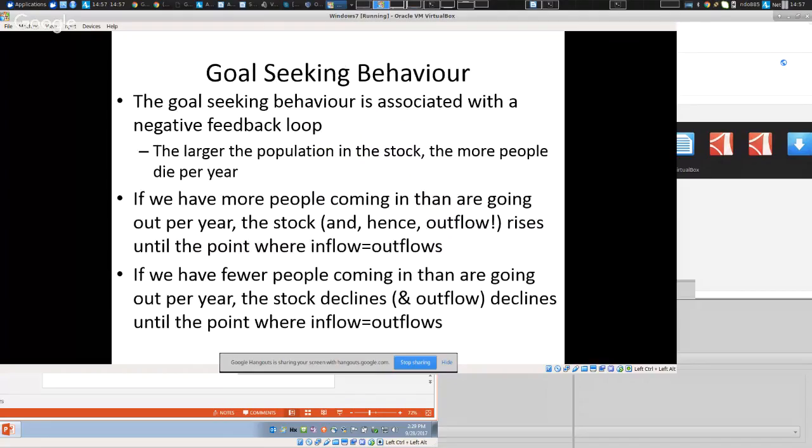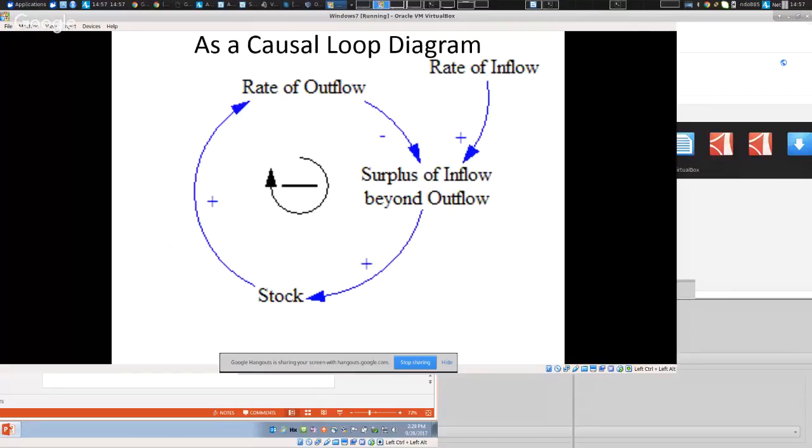So in short, there's kind of this gap between the rate of inflow and the rate of outflow. The bigger the inflow is, the bigger the surplus will be over a given level of outflow. That increases the value of the stock, which increases the rate of outflow, which lowers the gap, right? This is how the stock stays in balance. And inflow sort of sets the target for the outflow. If inflow is out of balance, the stock will adjust. That's why it's a balancing loop.